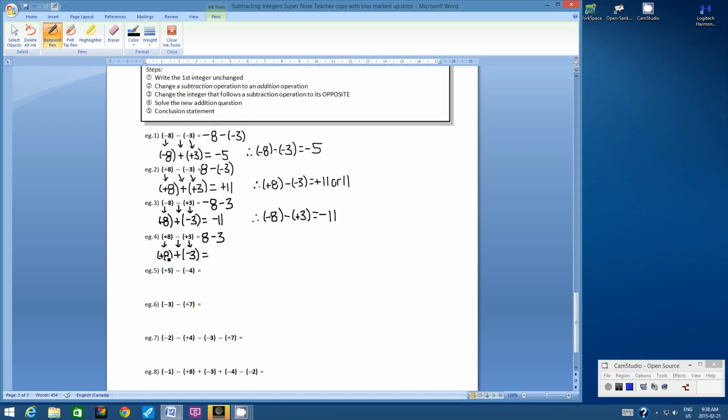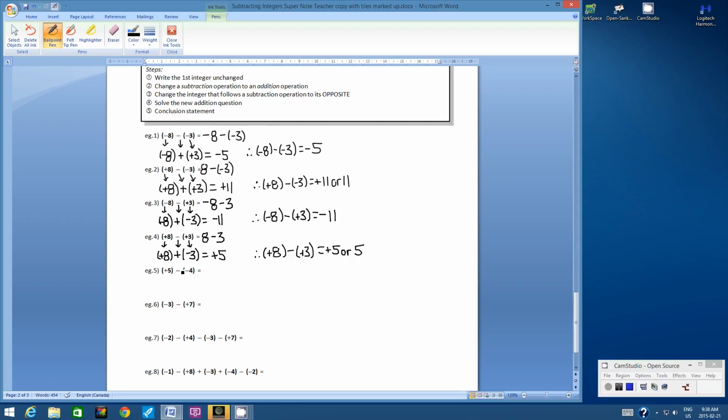We have 8 positive tiles. We combine them with 3 negative tiles. We're left with positive 5. Therefore, positive 8 subtract positive 3 equals positive 5, or of course 5. Okay? Let's go on to example 5.